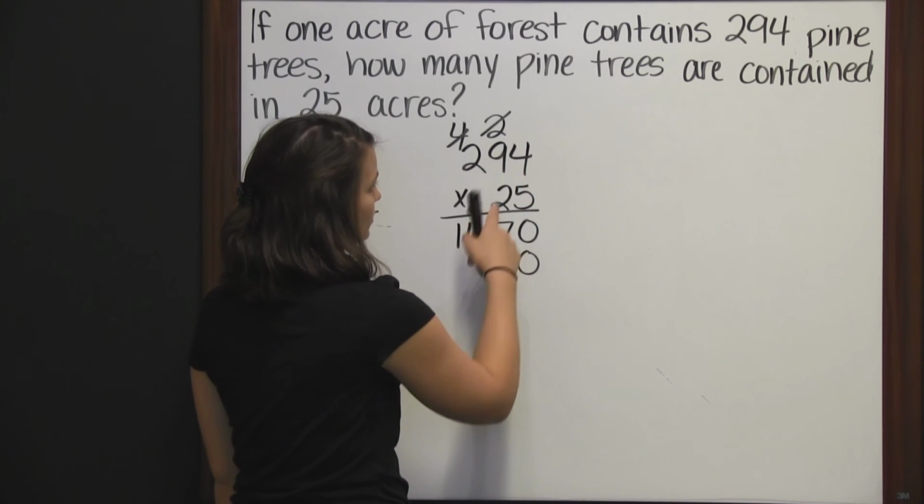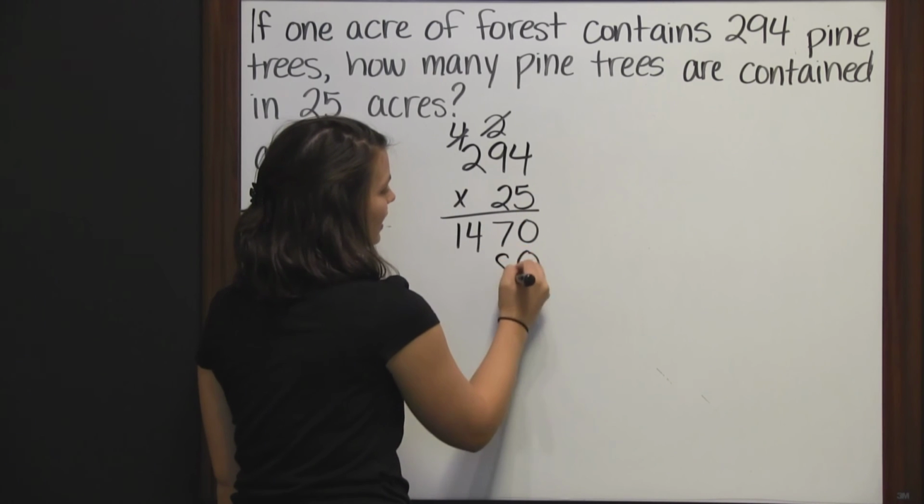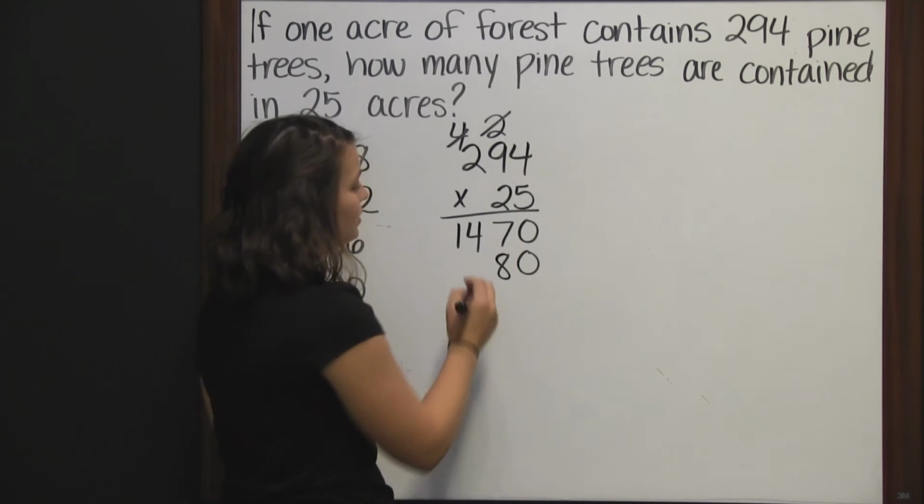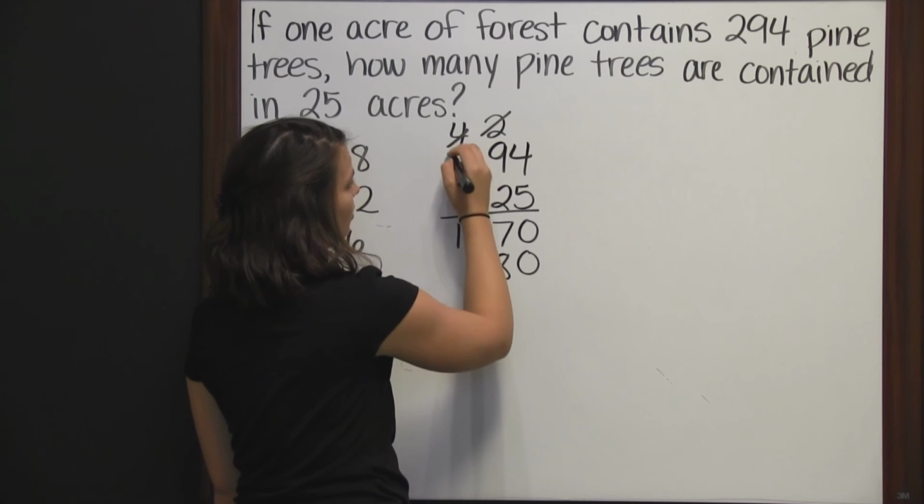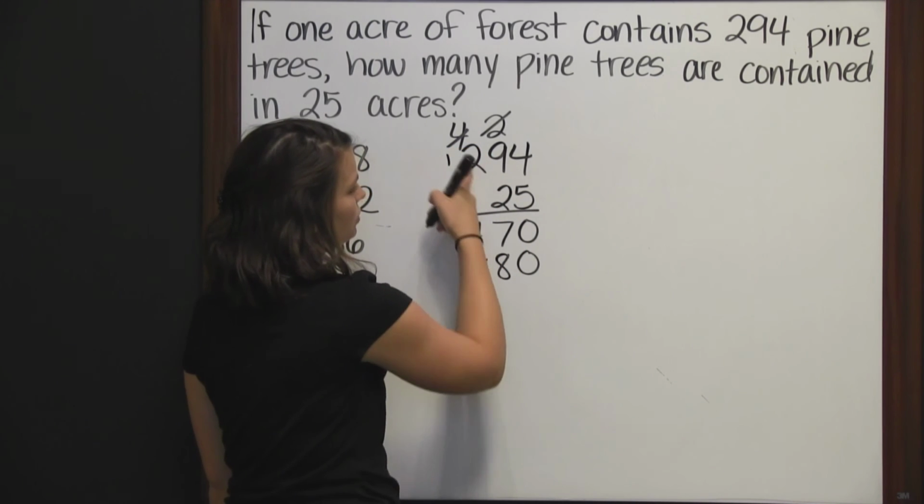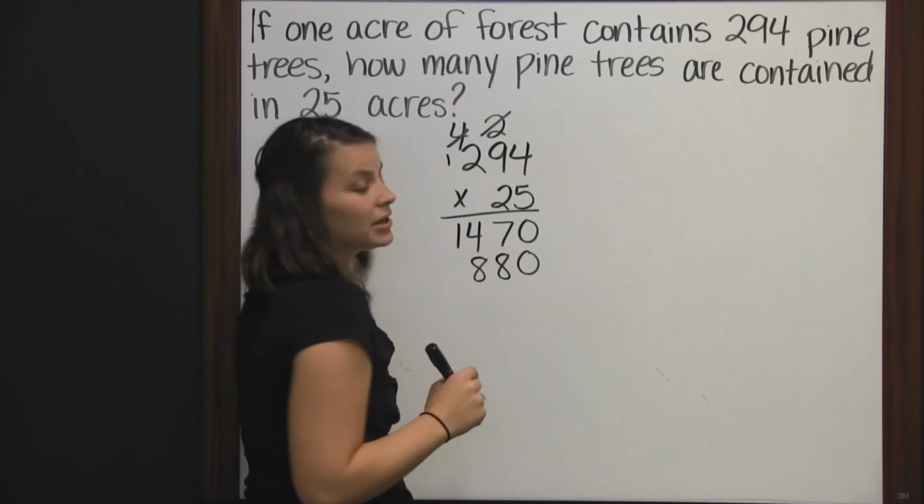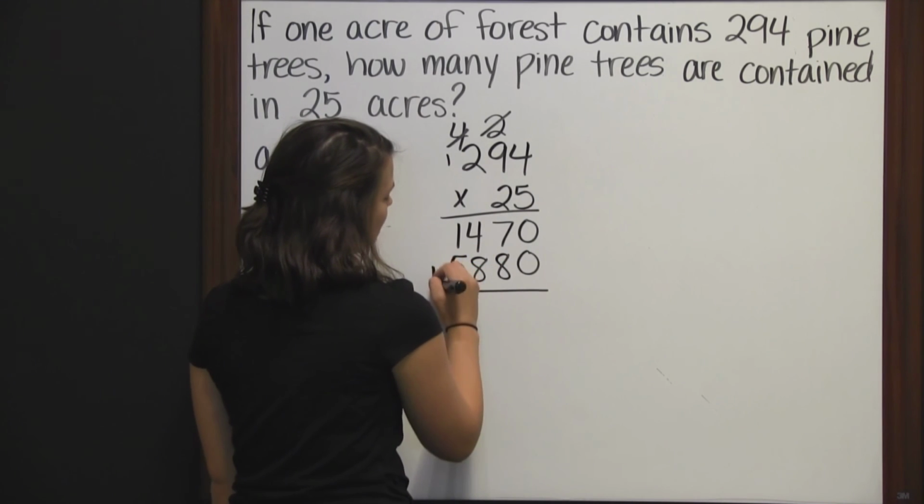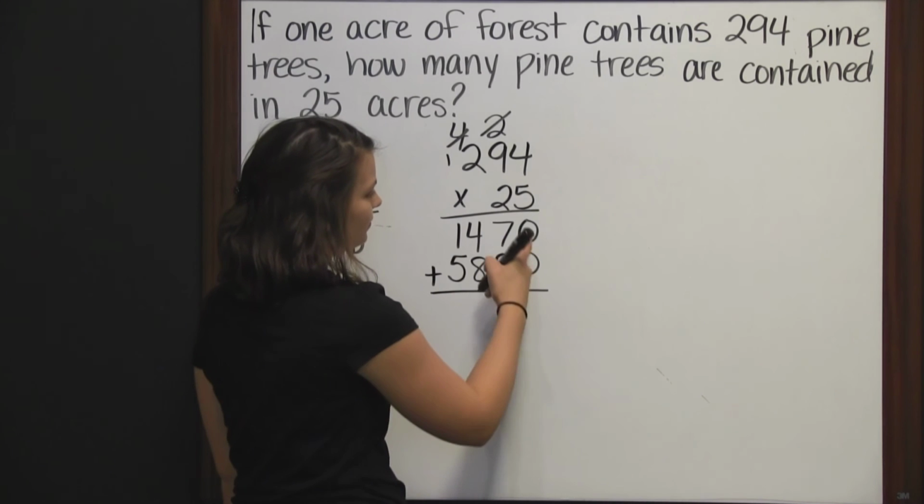2 times 4 is 8. 2 times 9 is 18, so write the 8 and carry the 1. 2 times 2 is 4, plus 1 is 5. And then we add these together to get our final answer.